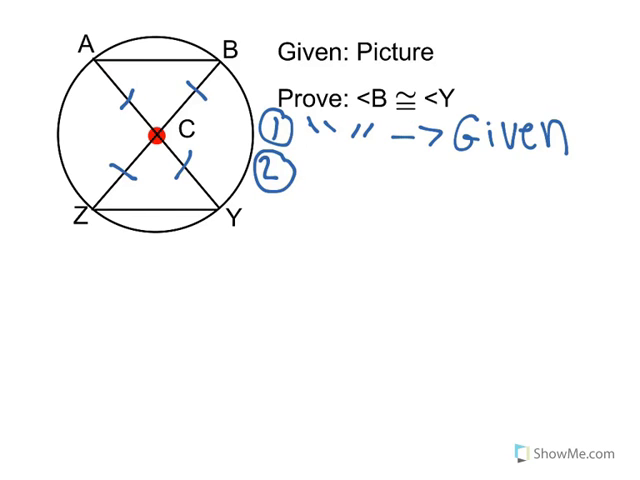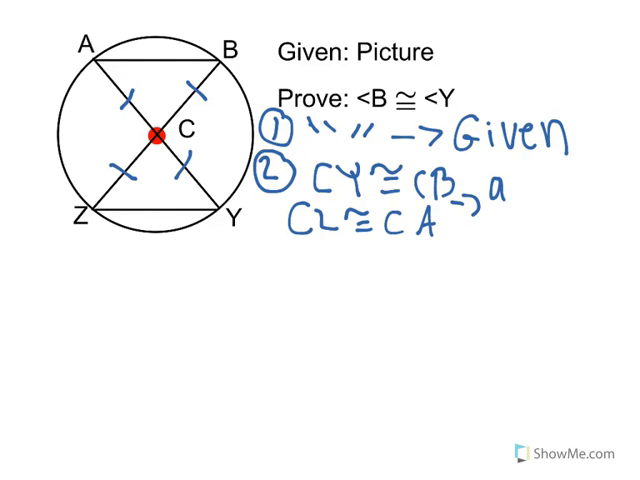So we know that CY is congruent to CB. We know that CZ is congruent to CA. And that would be because all radii are congruent. Now I also know that I have vertical angles right here and here. So those would be congruent also.